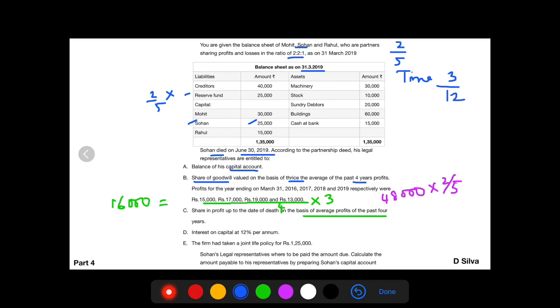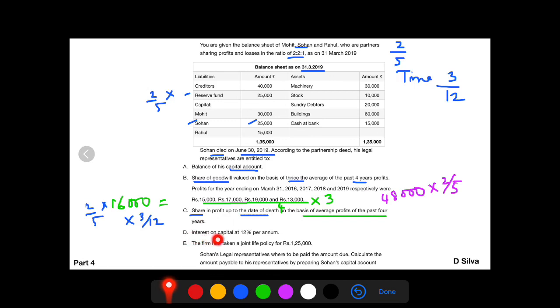You need to find out Sohan's share. So you will multiply by 2 divided by 5, up to the date of death. That means you're going to multiply by 3 divided by 12. The whole calculation is based on the average profit of the past 4 years. So the 4 years' profit is 15,000, 17,000, 19,000, 13,000 divided by 4, which is rupees 16,000. Find out his share, which is 2 by 5 up to the date of death, which is the time 3 divided by 12.